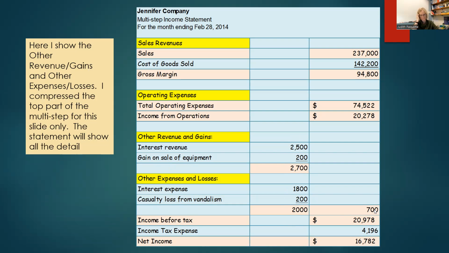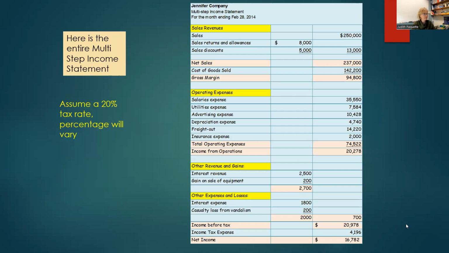Now here's the tricky part. In this example, revenues are higher than expenses. So you're going to add the 700 to the income from operations, and you're going to get income before tax. Okay. If expenses were higher, you would subtract them, and you'd show this in brackets. Okay. Then you're given an income tax expense rate of 20, 30, 40%. Calculate the tax on the income before tax, subtract the income tax, and then you come down to net income. That's the multi-step income statement.